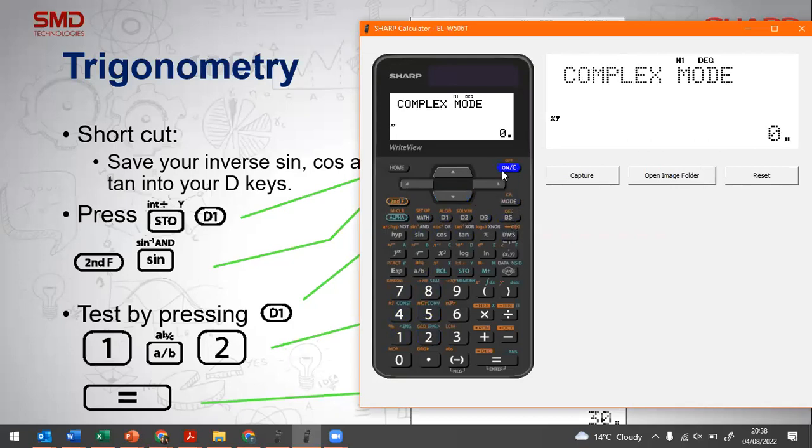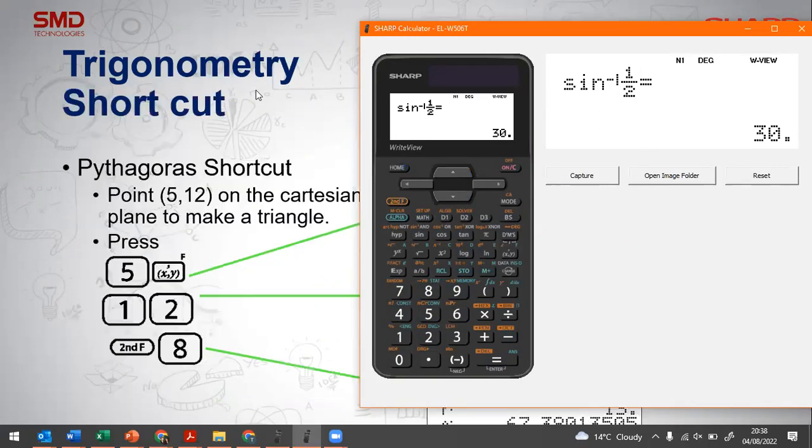Oopsie, I am still in complex mode. Let me just go home. Here we go. So if I press D2 now and I say half and equals, it will give me my angle. Okay, so home is really handy, as I just showed you.